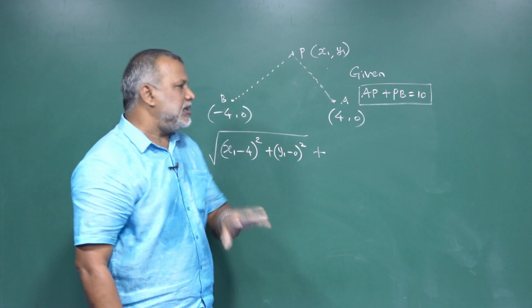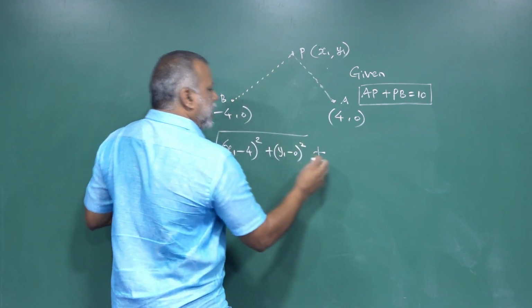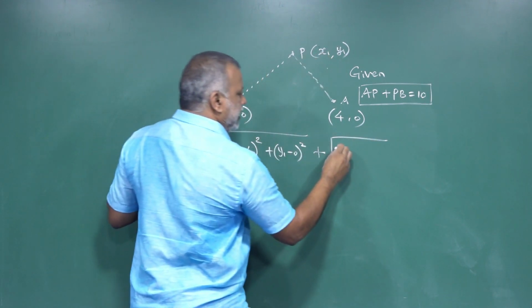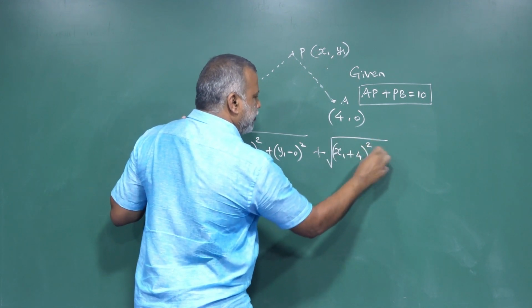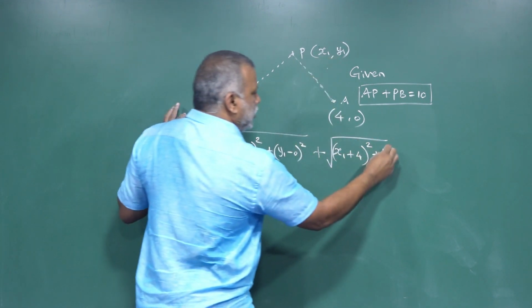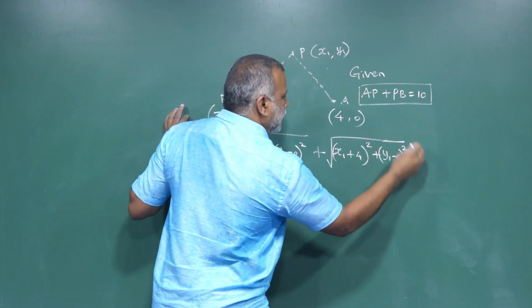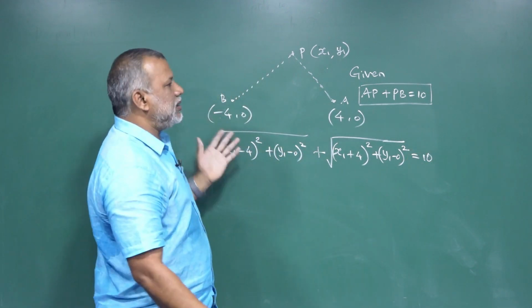In the similar way, we can find out the distance BP. That is also the same formula only. Square root of (x1 minus of minus 4, therefore x1 plus 4) the whole squared plus (y1 minus 0) the whole squared is equal to 10. That's all the concept.